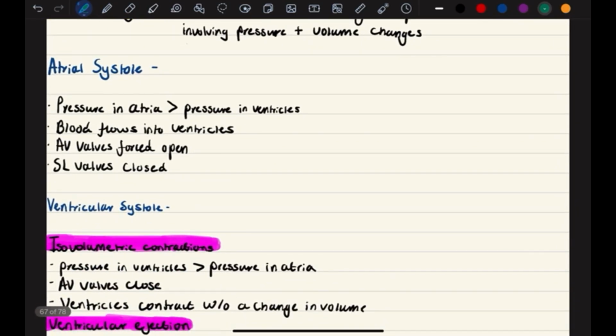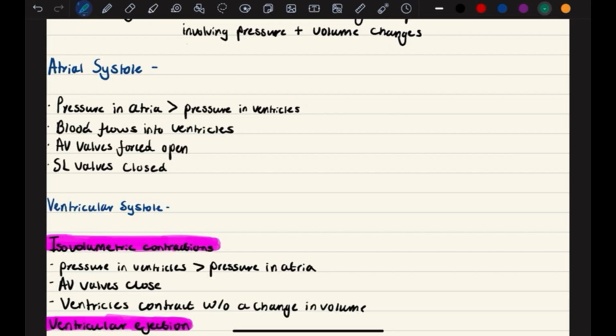Let's think about this. So atrial systole. So the first stage is atrial systole. It's in a cycle, remember. So we're going to repeat on ourselves. So atrial systole, I want you to remember, systole means contraction. So this is contraction of your atria. Now, when pressure inside of your atria is greater than pressure inside of the ventricles, again, we're relating back to mass flow. Our blood's going to want to flow into the ventricles, right?